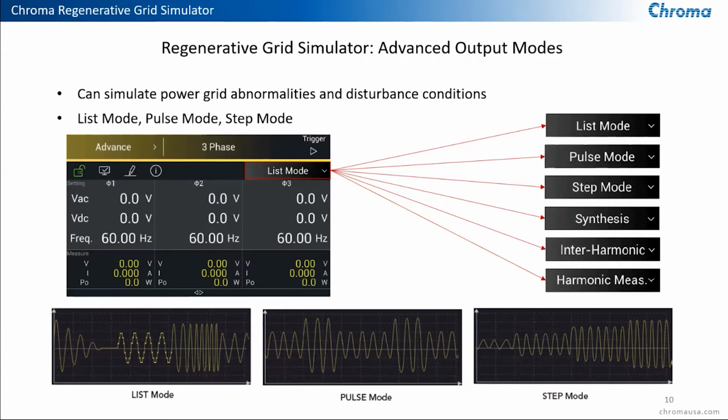In the bottom, we can see list mode, pulse mode, and step mode. With list mode, you can create a sequence of waveforms and make that a waveform. In step mode, you can create a waveform with gradual increments or decrements. In pulse mode, you can program a particular waveform and attach it to the normal output. And again, we can see that from the front panel, we can choose these different modes of operation.